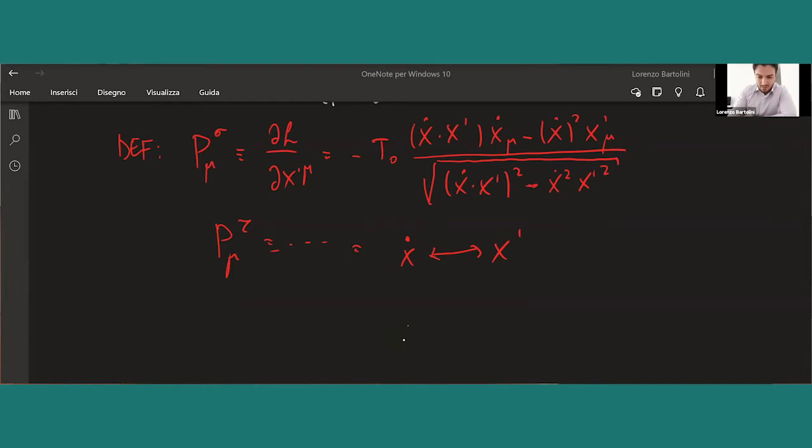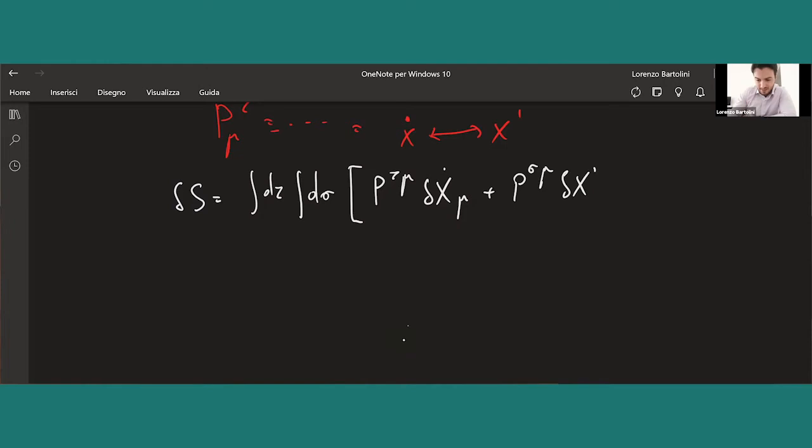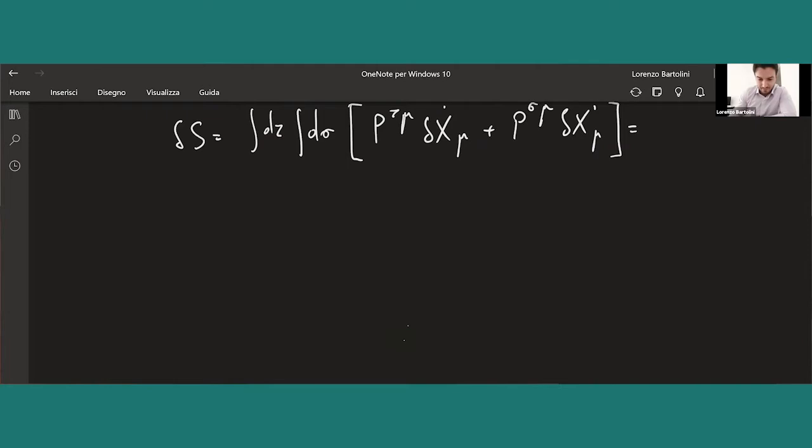So at this stage, we can write our variation in a more useful way. The variation of the action at this point is given by this double integral again, and you have P_τ^μ δẋ_μ plus P_σ^μ δx′_μ, which in turn we integrate by parts, as usually what you do to obtain the equation of motion. You obtain some total derivative, which will usually be sent to zero, and then you obtain the equation of motion because the integral has to vanish for every variation.